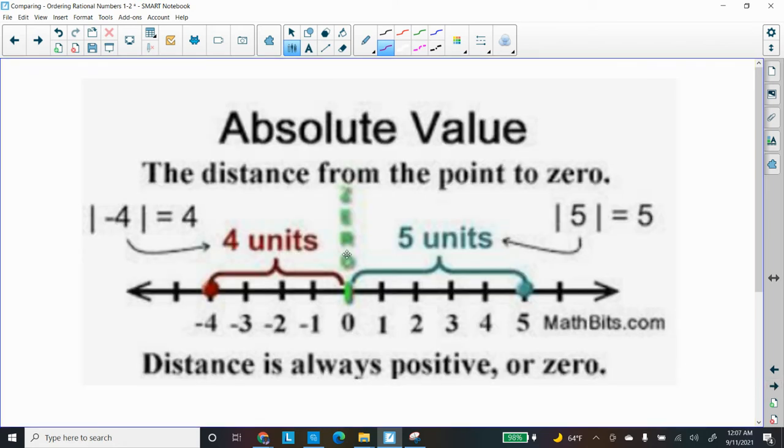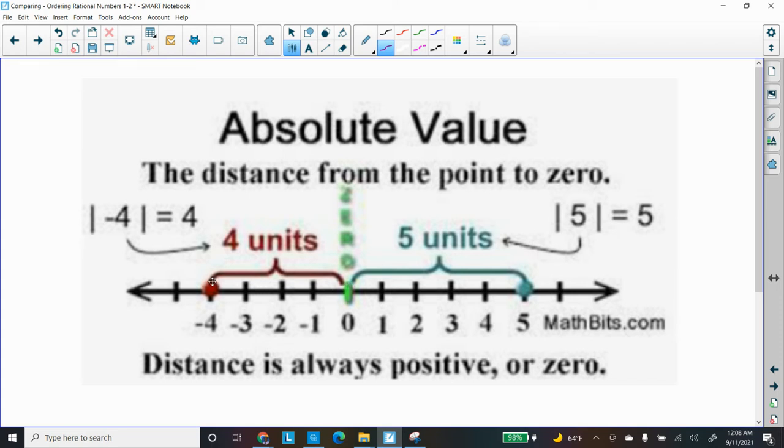Absolute value is the distance from the point to zero. So you have some points on the number line, like here you have point -4 in red, and over there you got 5 in green. Those are points on the number line. 0 is the main number we have to worry about because we want to see what is the distance from those points to 0. So we need to count each step to get to 0.